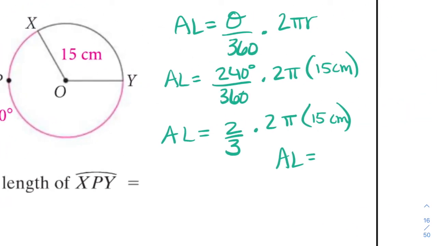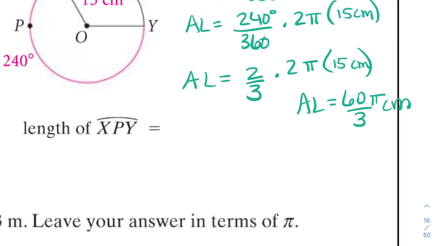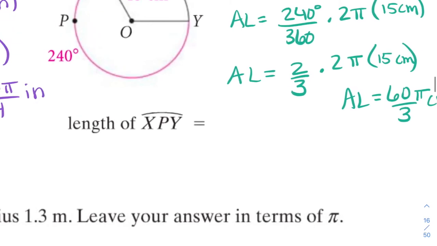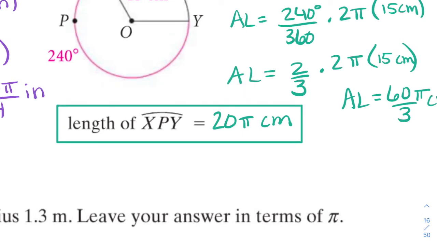Okay, so we have 120 goes into 240 twice, and then 360 three times. So it simplifies to be 2/3, so 15 times 2 is 30, times 2 is 60, so 60 pi over 3 centimeters. So my final answer, 2 times 2 is 4, 60 over 3, yep, so that ends up being 20 pi centimeters for the length. We're done.